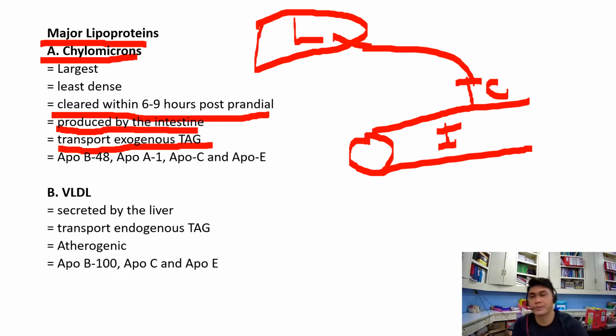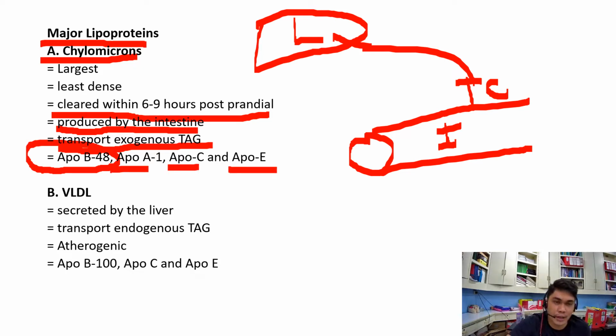In terms of absorption, the body absorbs 50% of the cholesterol intake and 80 to 95% of the triglyceride intake. The function of chylomicrons is to transport those absorbed lipids to the liver, so it's responsible for the exogenous pathway, or the transport of exogenous lipids to the liver. Regarding the apolipoproteins, the predominant one in chylomicrons is ApoB48, followed by ApoA1, ApoC, and ApoE.